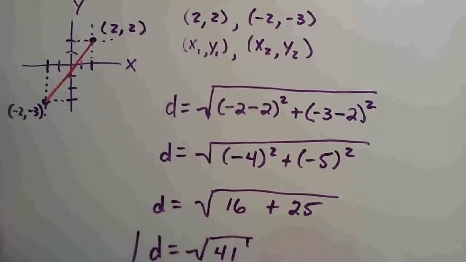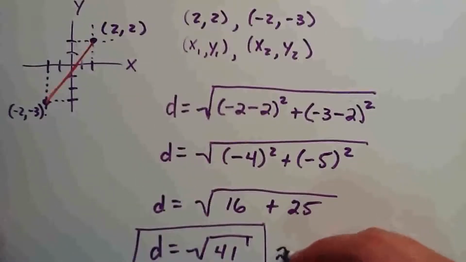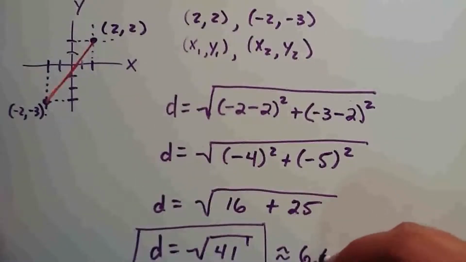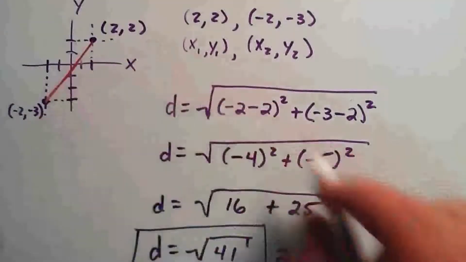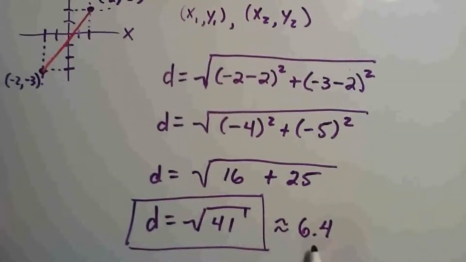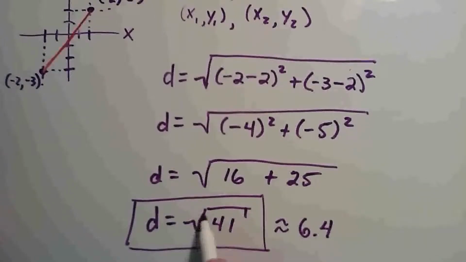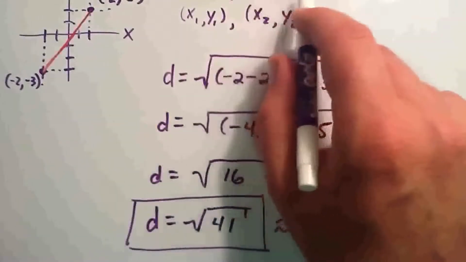So the square root of 41 is the length of this line, and that is approximately equal to 6.4. So the distance between these 2 points is about 6.4. If you want an exact answer, then write it in this form: square root 41. This is the exact distance. This is an approximate distance between the points (2, 2) and (-2, -3).